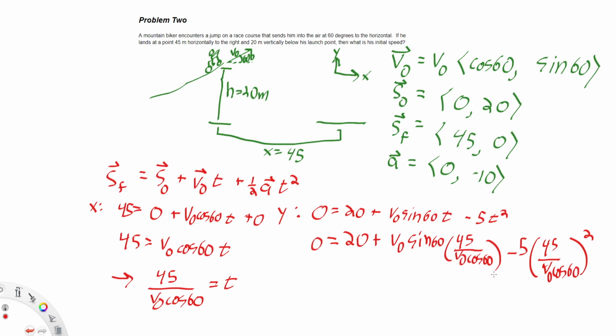All right, we're going to do a little cleanup here. In our middle term here, notice that there's now a v naught in the numerator and denominator, so those cancel. There's a sine 60 over cosine 60, also known as tangent 60. So this middle term simplifies down to 45 tangent 60. And then our last term over here, we have minus 5 times 45 squared divided by v naught squared cosine squared 60.